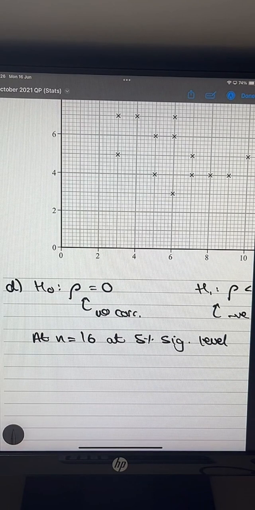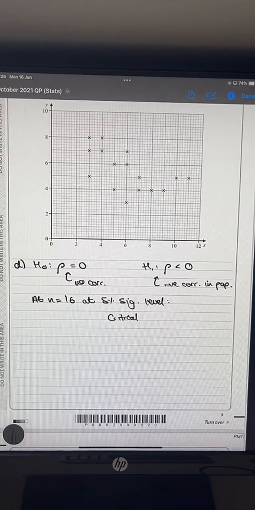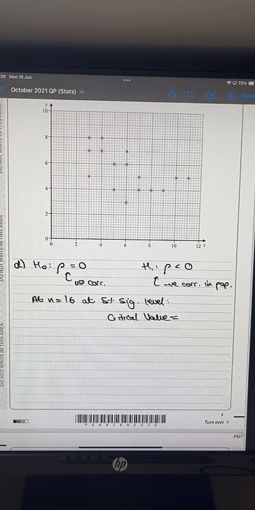Exactly. Thank you, Callum. So at n equals 16, I realize on my notes I've put 10, which threw me off. At 5% significance level, the critical value equals, and now I'm going to show you how to read off the critical value from the table.